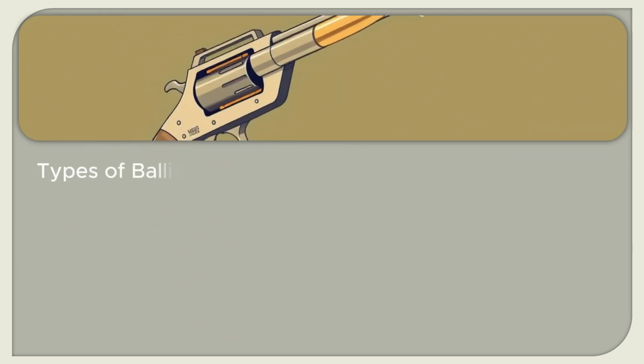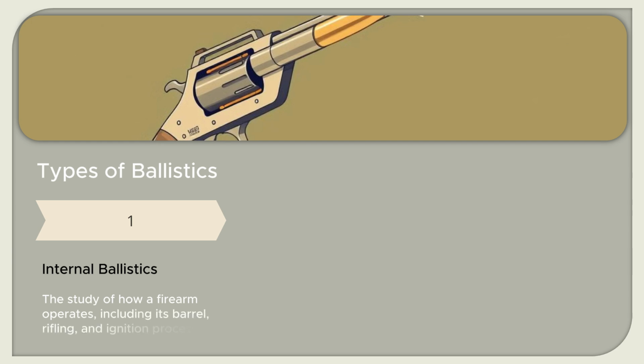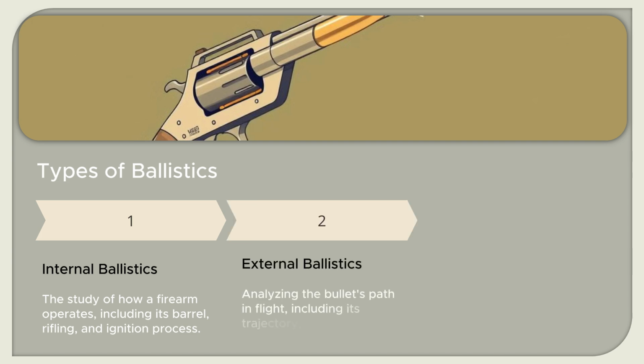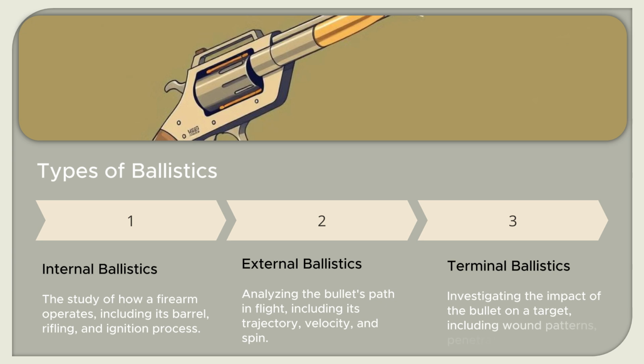Now let's talk about types of ballistics. Internal ballistics: the study of how a firearm operates, including its barrel, rifling, and ignition process. External ballistics: analyzing the bullet's path in flight, including its trajectory, velocity, and spin. Terminal ballistics: investigating the impact of the bullet on a target, including wound patterns, penetration, and exit points.